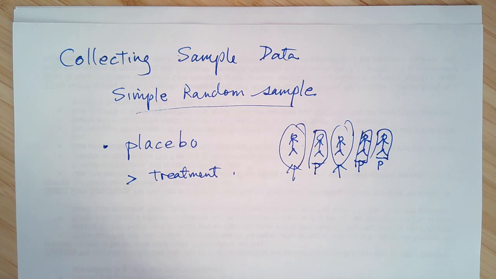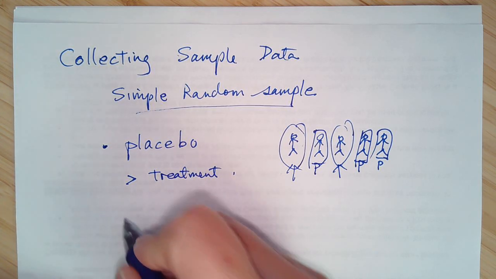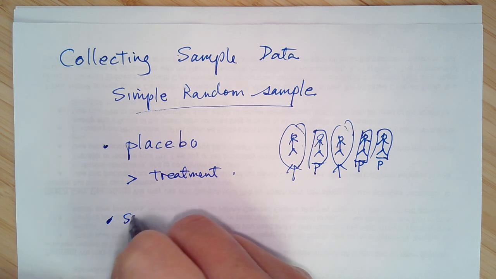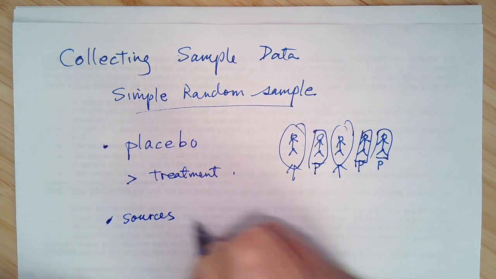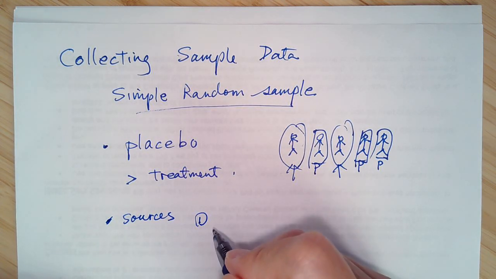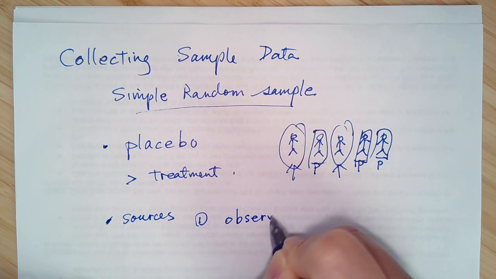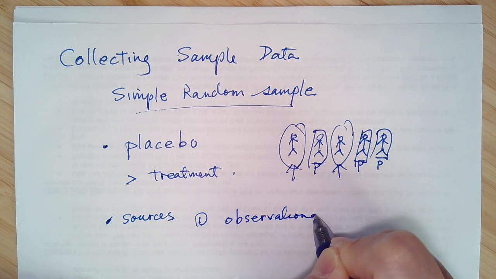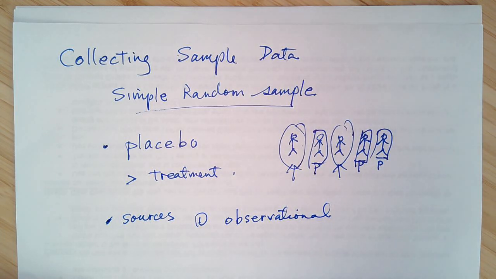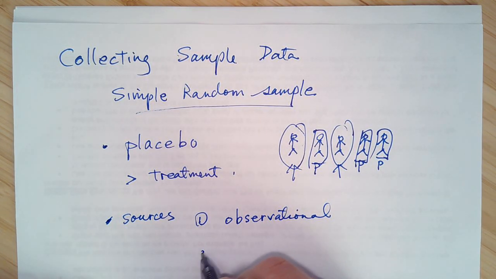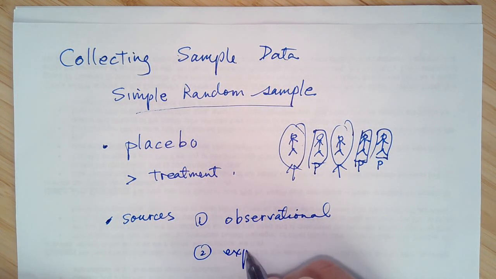Now, the statistical methods are driven by the data that we collect. So usually we collect that from two distinct sources. So we talk about the sources. The first one is called observational. And the other one is experimental. What does that mean?